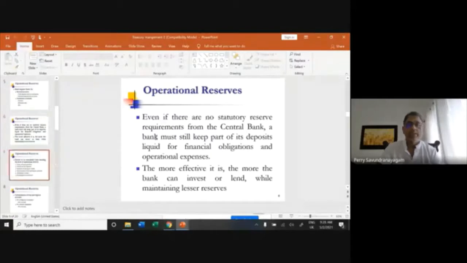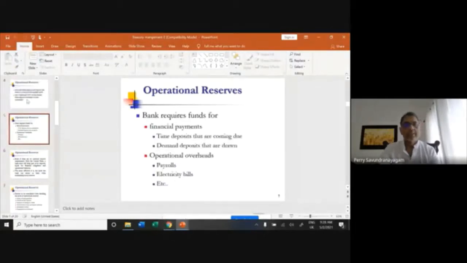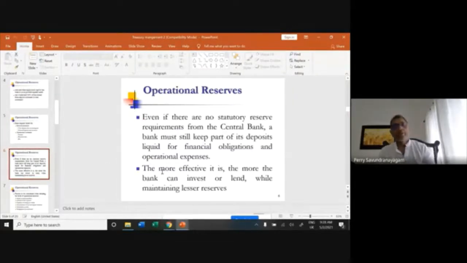So operational risk is basically this: even if there is no statutory requirement or beyond that, you must still keep parts of your funds, your deposits or your funding, to meet the obligations that you will have. And remember, I mentioned these obligations mainly from the balance sheet, but if you really look at it, you have salaries and other expenses to run the bank. Those also require you to keep funding, like any other organization that has a cash flow requirement.